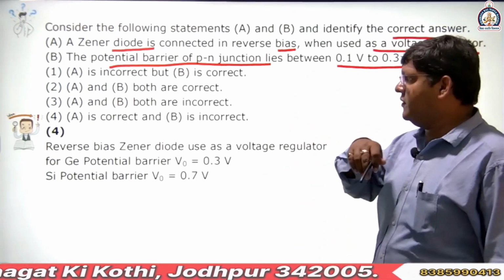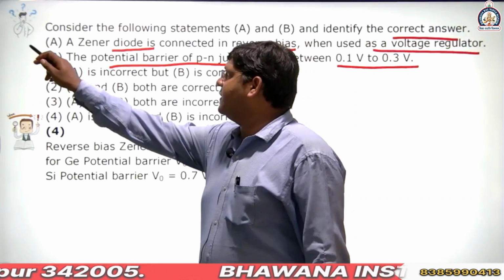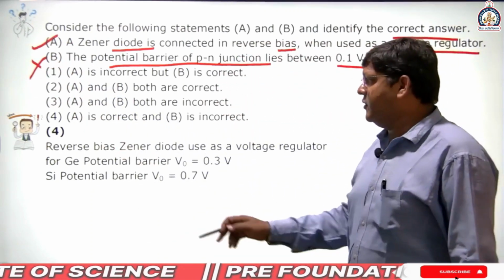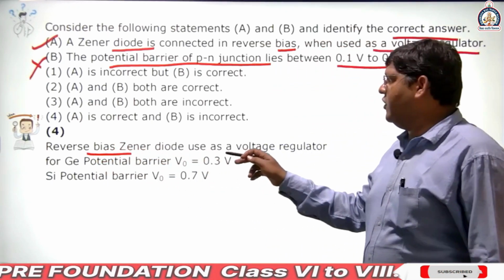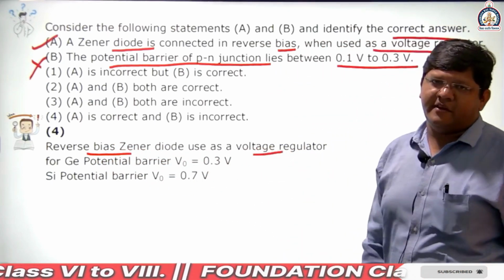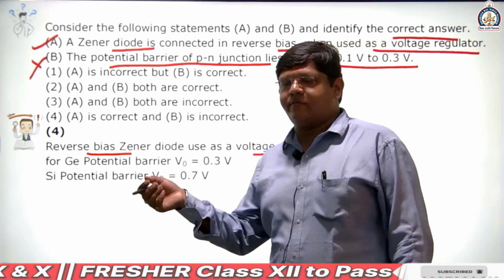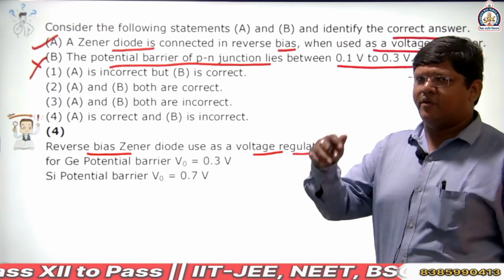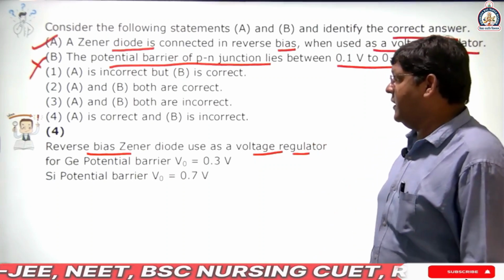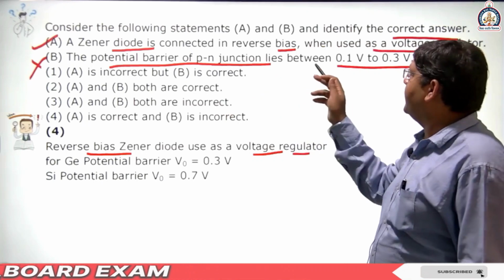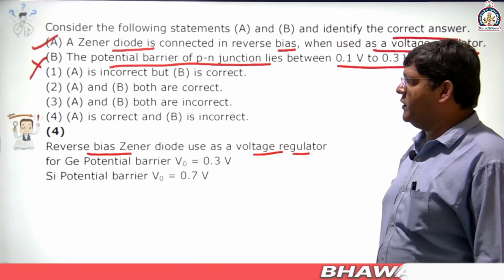By observation, statement A is actually correct and statement B is not correct. Why is A correct? Because a Zener diode is always operated in reverse bias and it is used as a voltage regulator. Voltage regulator, or we can say voltage stabilizer, maintains the voltage at a specified level.